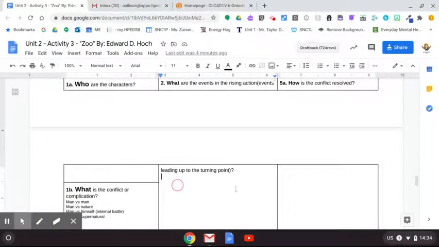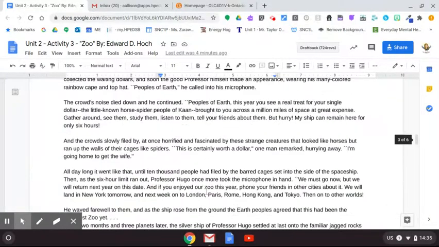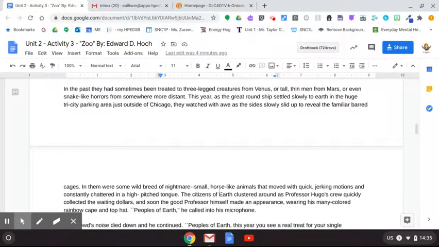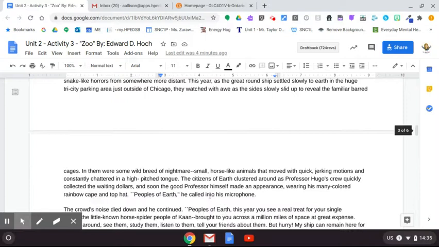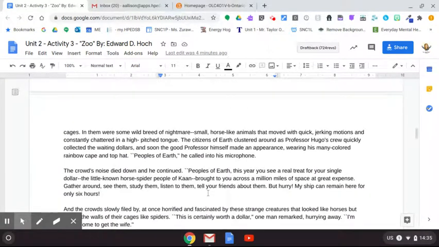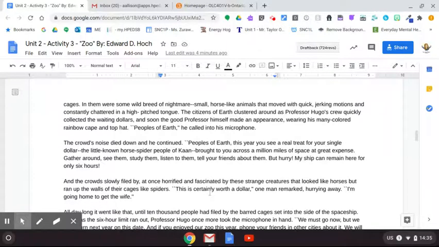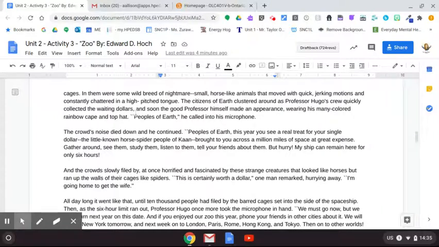So let's scroll back up. If we're thinking about the conflict being the people actually seeing the zoo, what happens once they do would be around your climax or turning point. The citizens of Earth clustered around as Professor Hugo's crew quickly collected the waiting dollars, and soon the good professor made an appearance wearing his multicolored rainbow cape and top hat. "Peoples of Earth," he called into his microphone.